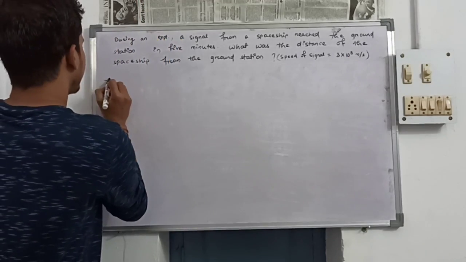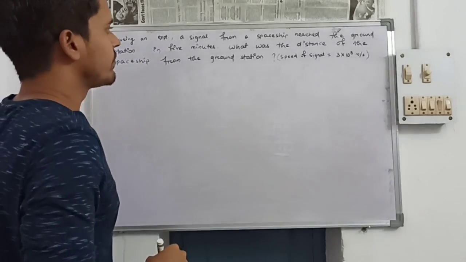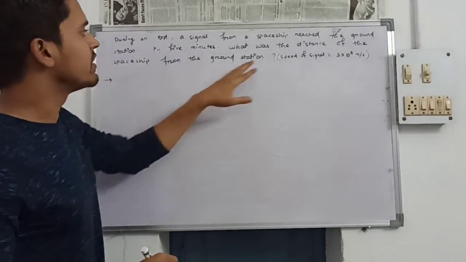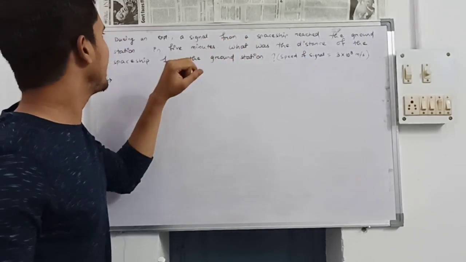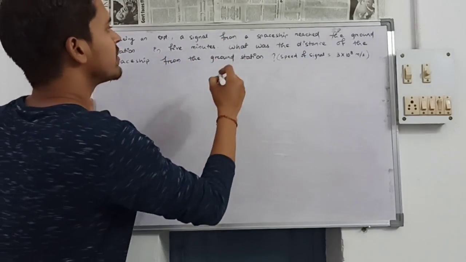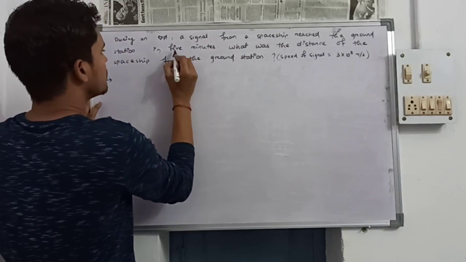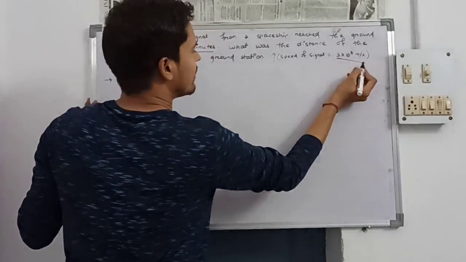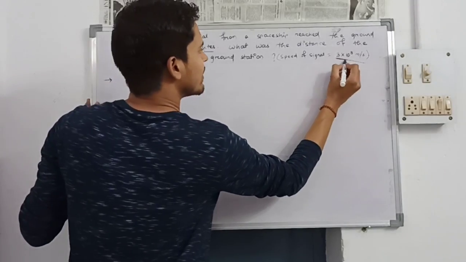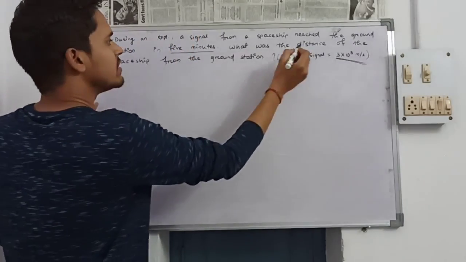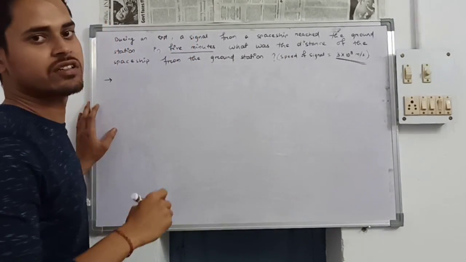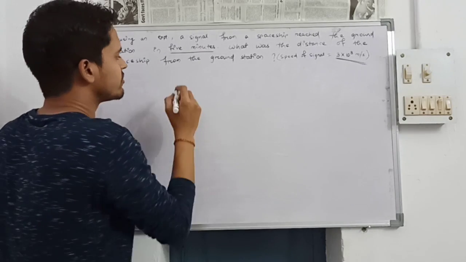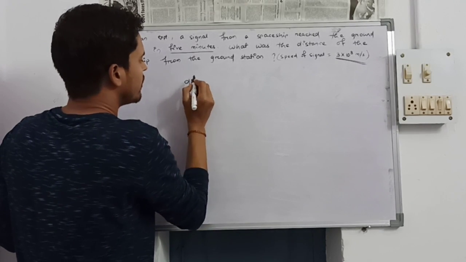So here what is given? What is asked? Distance is asked. What is given? You can see here the time to reach. Time is given. Speed is given. Speed of the signal is given. It is asked what is the distance of the spaceship from the ground station. So already we have studied about the formula.